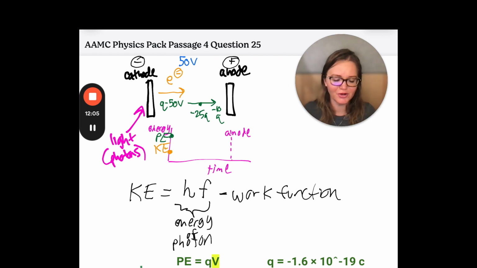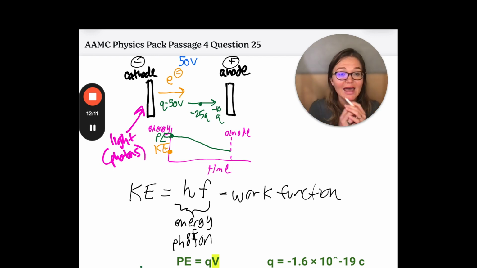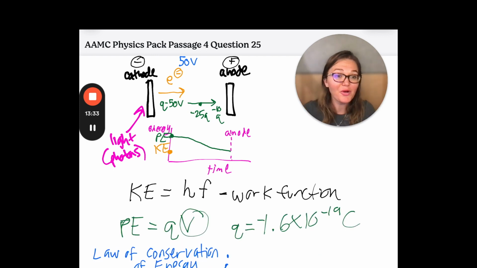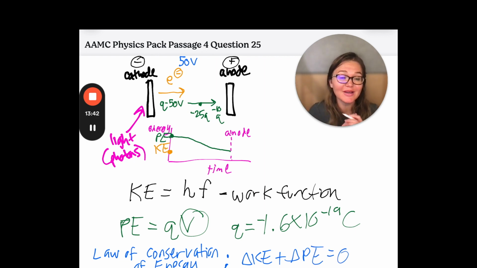So I'm going to show that on our little graph here. Basically, our potential energy is decreasing down. And what do we know according to the law of conservation of energy? Well, we know according to this law that our change in kinetic energy plus our change in potential energy must be zero. In other words, if we increase the amount of kinetic energy, we must decrease the amount of potential energy, or if we increase the amount of potential energy, we must decrease the amount of kinetic energy. And that's exactly what's happening in this problem.